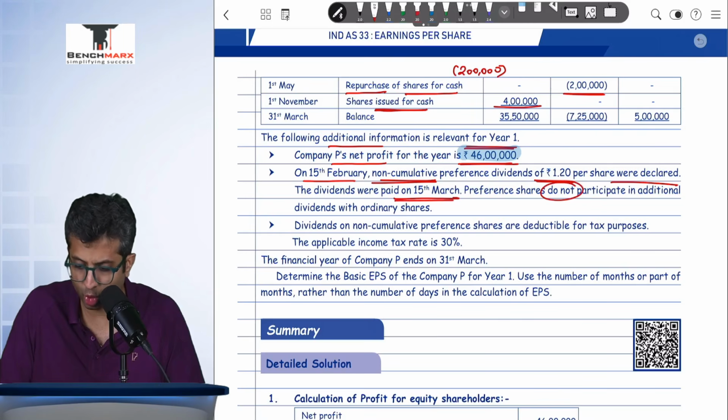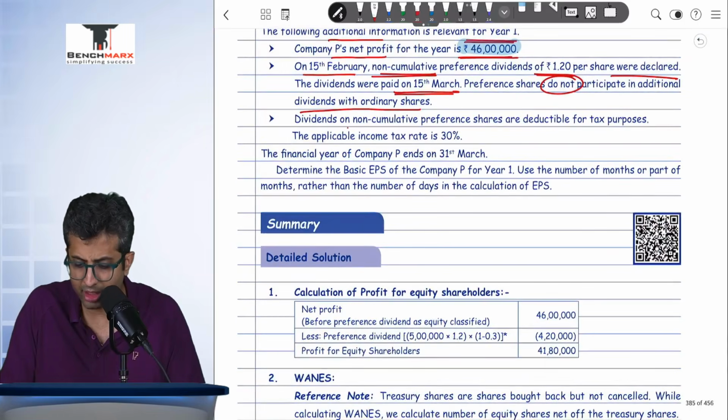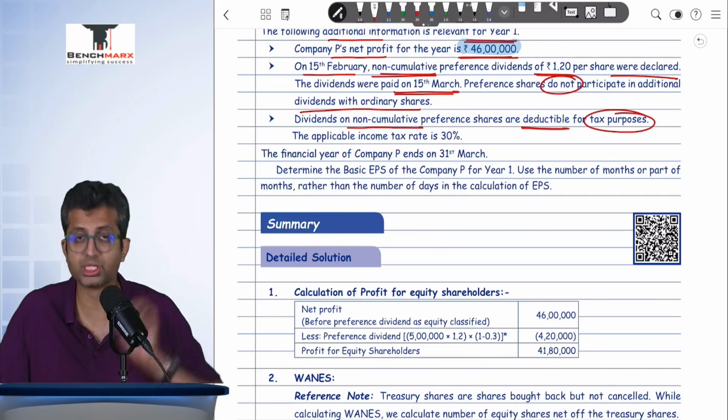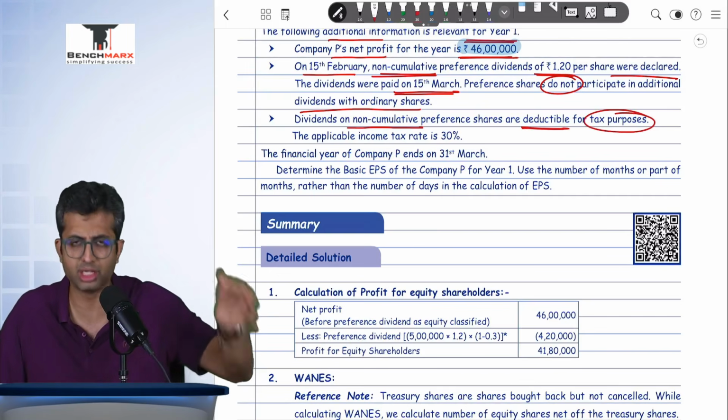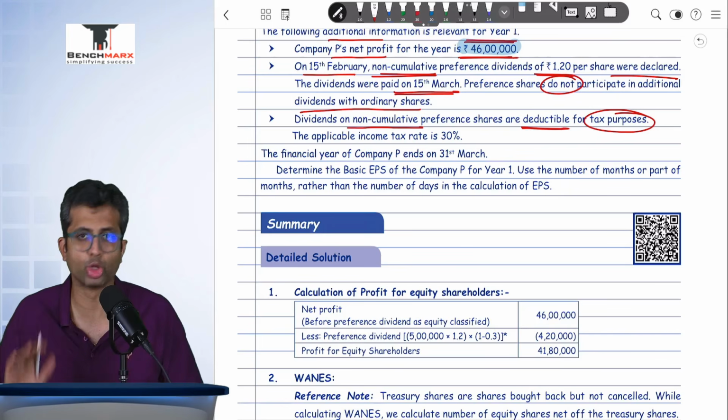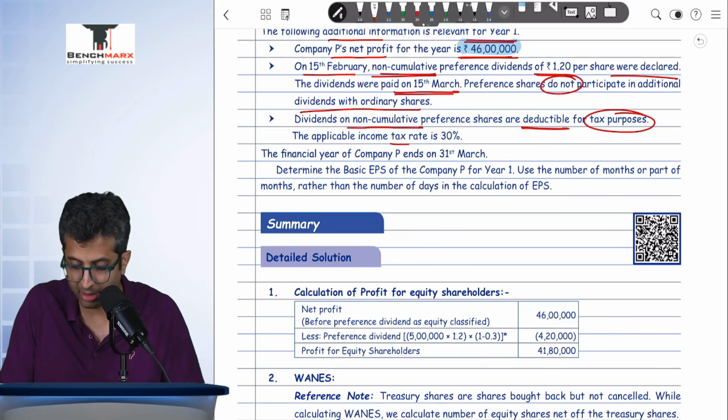Preference shares do not participate in additional dividends with ordinary shares. That's fine. Now, dividends on non-cumulative preference shares are deductible for tax purposes. Remember, unless given otherwise, we assume they are not deductible. But if the question tells you they are deductible, then these dividends will also impact tax. The applicable income tax rate is 30%.